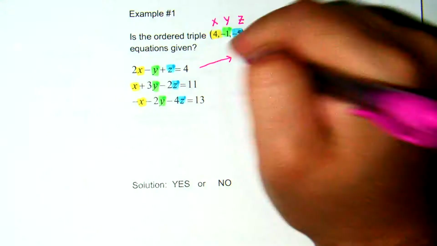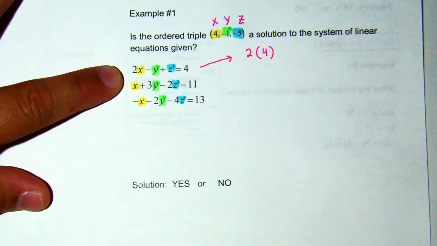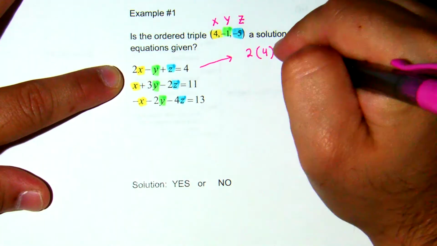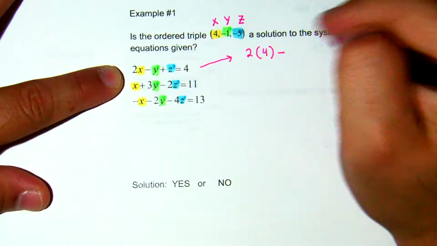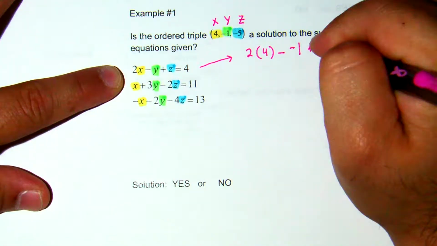Okay, let's go ahead and start on the first substitution. We'll take the first equation. We're going to replace x with 4, so we get 2 times (4). I use parentheses here to show that the 2 is multiplying with the x. We have subtraction, and then the y value of (-1). And plus the z value of (-5). And we want to know, does this equal 4?